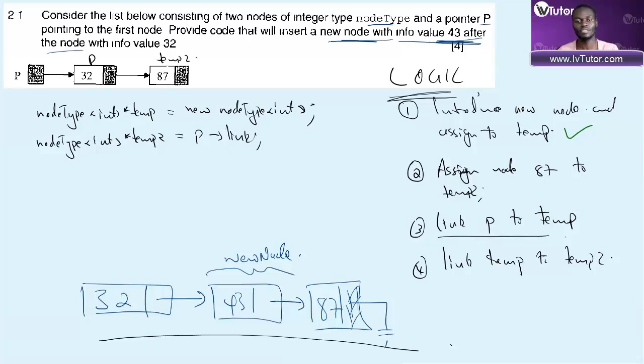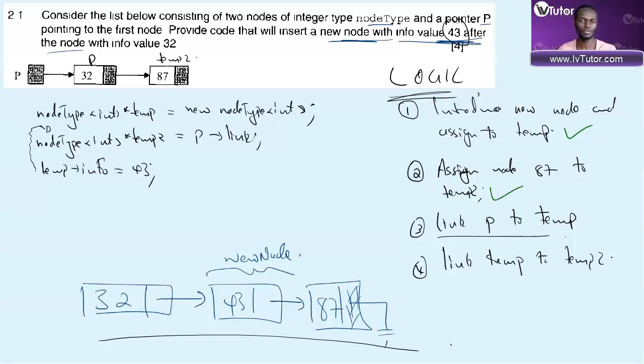One of the steps we left out here that you might want to do is to assign the value 43 to your node. So you can just say temp.info is equal to 43. You can do this line here if you want, just so that you do it together, right? Then the next thing is we want to assign node 87 to temp. We've done that.